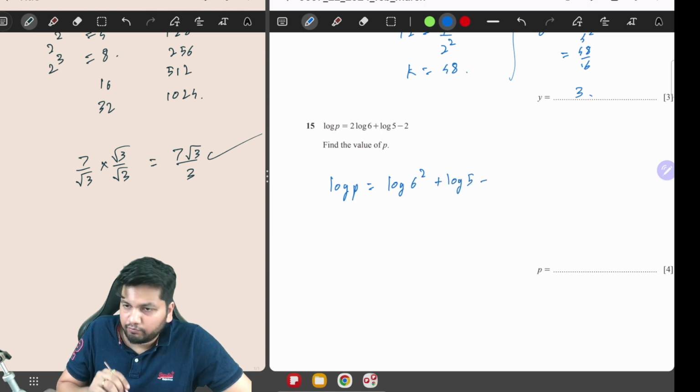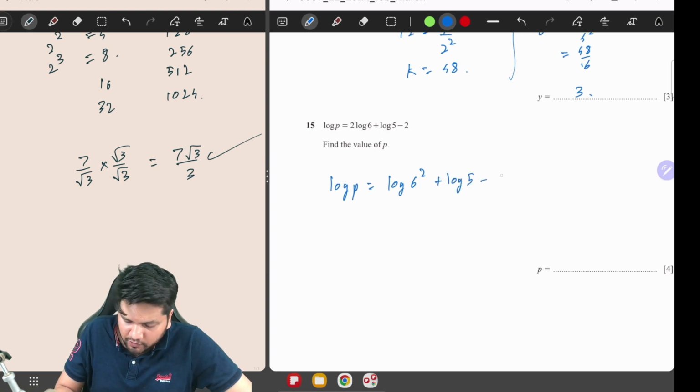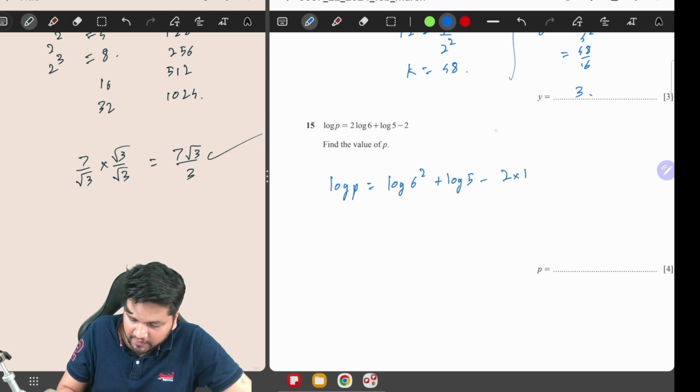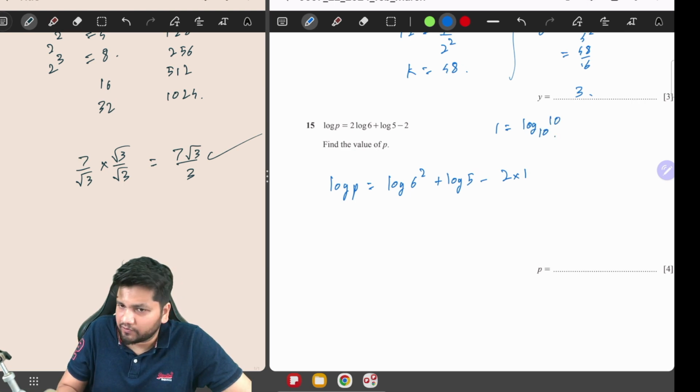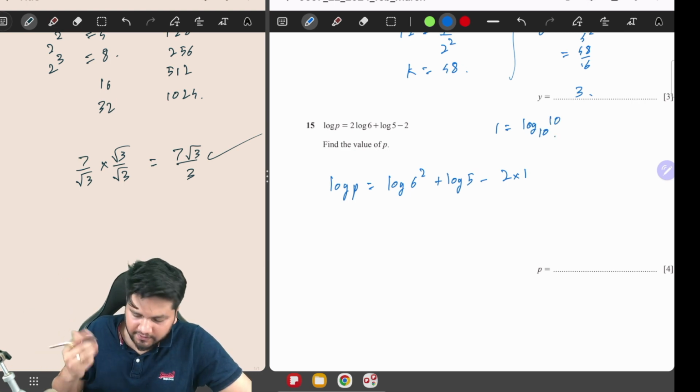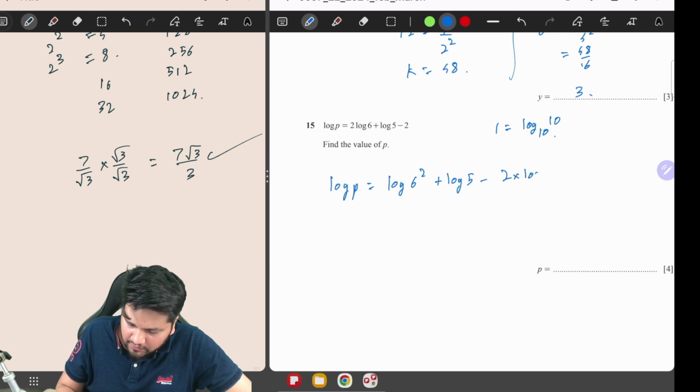And now when it comes to this minus 2, 2 is nothing but 2 into 1, right? And 1 can be written as log 10 to the base 10. Even if the base had been 5 or something like that, I could have written it as log 5 to the base 5 or anything. So this is nothing but 2 log 10 to the base 10, as it is I'm writing.